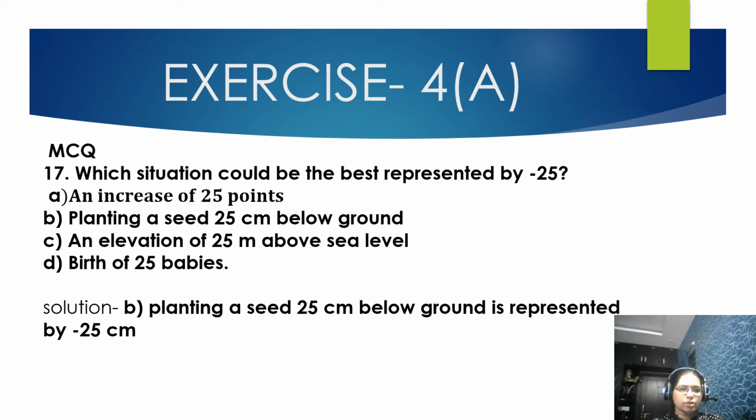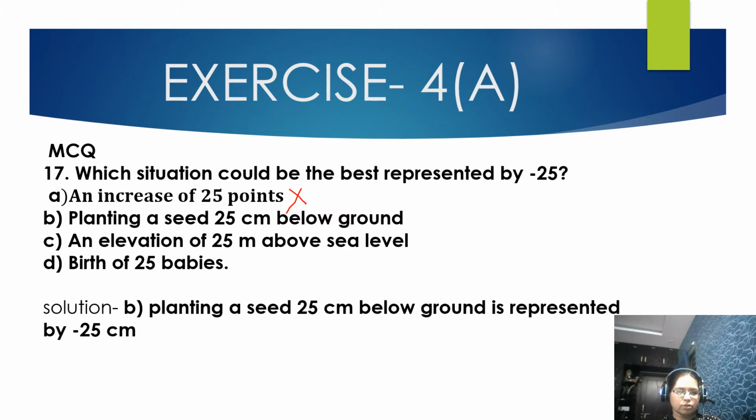Now we solve question number 17. Which situation could be best represented by minus 25, negative integer? An increase of 25 points. Increase is positive, so this is represented by positive 25, so this is incorrect. Planting a seed 25 centimeter below ground is represented by minus 25 centimeter, that is negative integer.